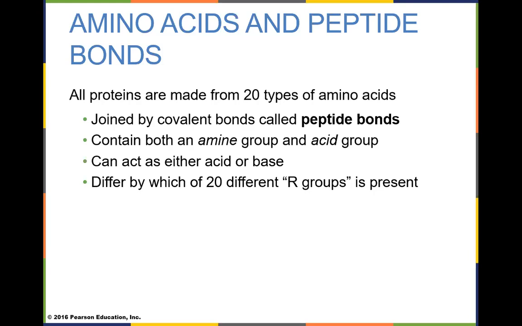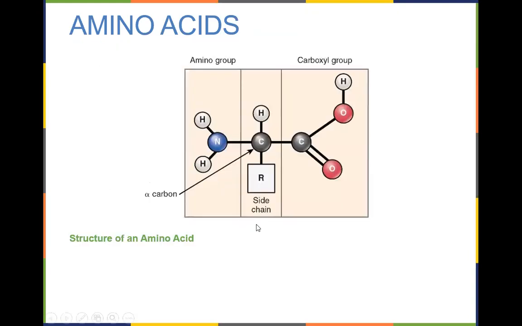So the order of these amino acids is dictated by our DNA, and it's very important that they follow that particular order. The sickle cell hemoglobin is following the instructions of the DNA, which has the mutation in there that's allowing the wrong amino acid to go in. Anyway, this is what an amino acid looks like.